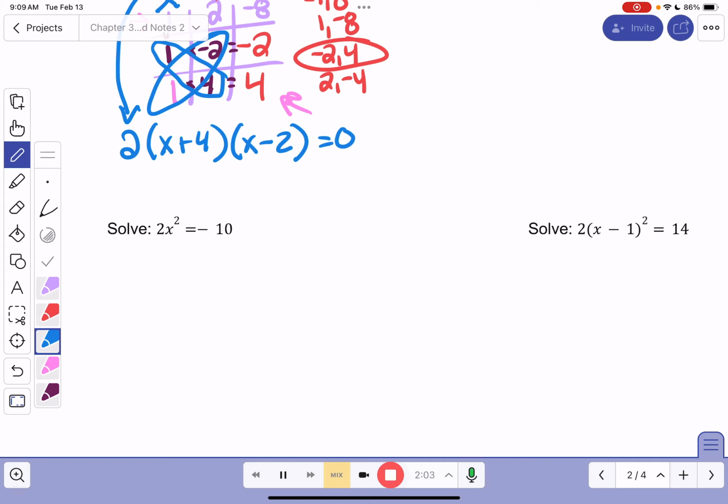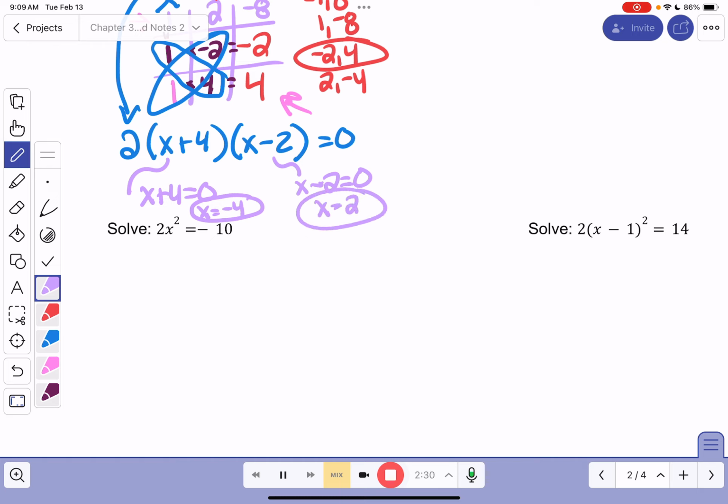Using the zero product property, each piece has to be able to equal 0. So I can take x plus 4 and make it equal 0. Subtract 4 from both sides, and I get x is negative 4. So that's going to be one of the solutions or one of the x-intercepts. Then I do the same thing with this part. X minus 2 equals 0. I add 2 to both sides, and I get x equals 2. That is our other x-intercept or solution.